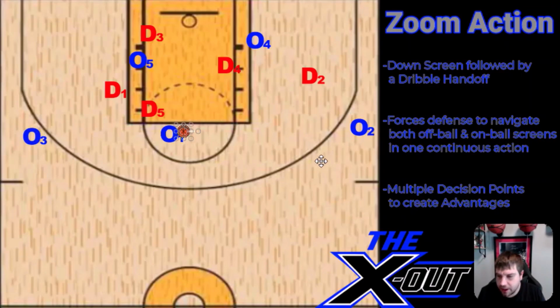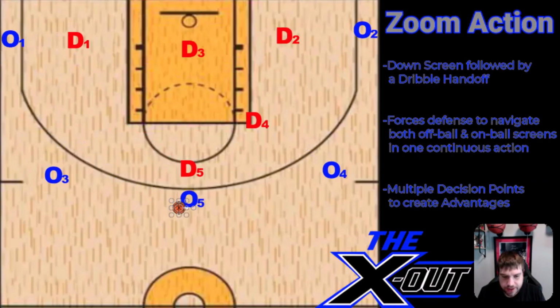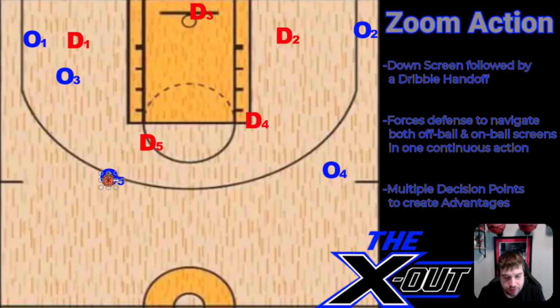So let's go ahead and back this up, and let's talk about the different advantages we could have as we're getting downhill on this zoom action initial down screen. Ooh, need to move my 3-man. There we go. Initial down screen.